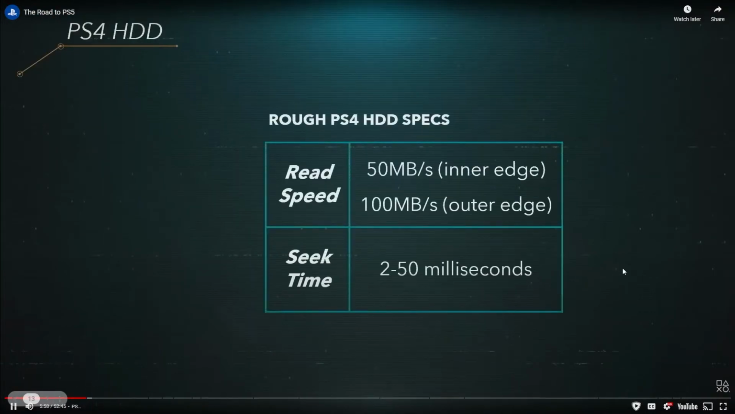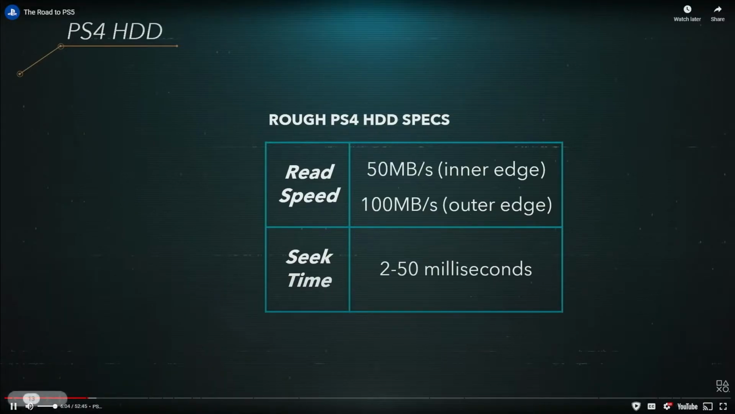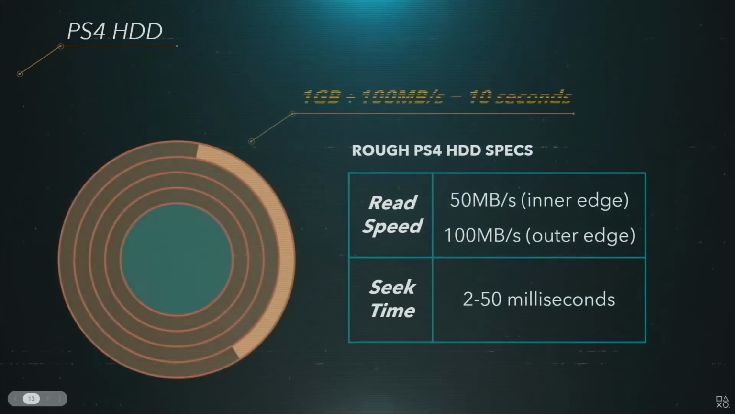The difficulty being that hard drives are neither particularly fast nor flexible. If all your data is in one block, which is frankly not very likely, you can load 50 to 100 megabytes a second, depending on where the data is located on the hard drive. Let's assume it's on the outer edge, which means loading a gigabyte takes 10 seconds.